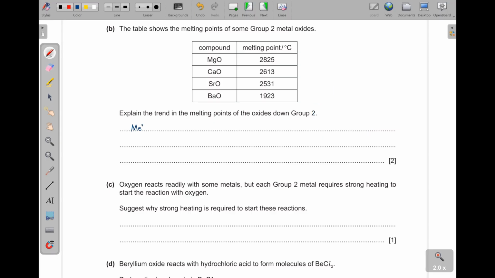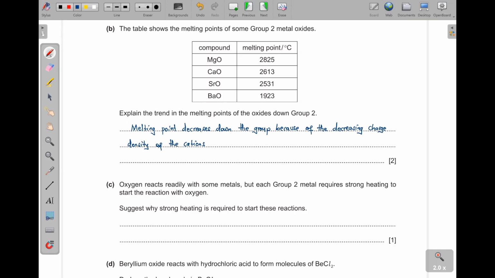So I will say melting point decreases down the group because of the decreasing charge density of the cations, okay? So, by the way, the charge density, we look at the charge, then divide by the size or the ionic radius.